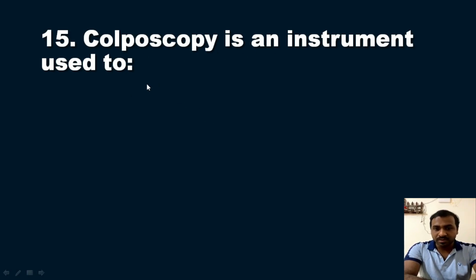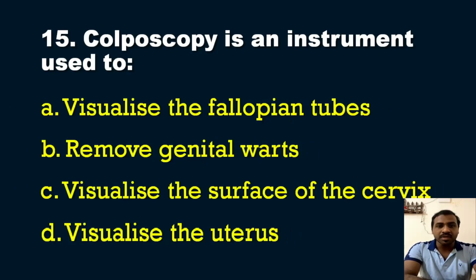So the question is a direct question: what is the instrument called colposcopy? What is this colposcopy used for? The options are: option A, it's an instrument to visualize the fallopian tubes. Option B, it removes the genital warts. The third option is an instrument used to visualize the surface of the cervix, and the final option is it visualizes the uterus.